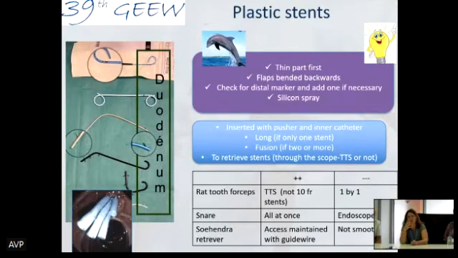Especially for the double pigtails, we will check if there's a distal marker. And if there's not, we'll add one with a magic marker.